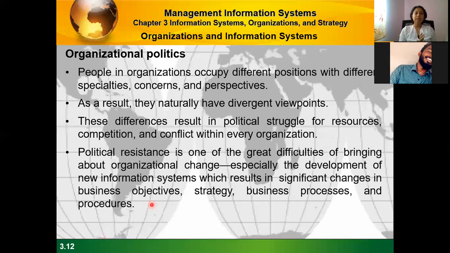Okay. Then the second feature is organization politics. The second special feature which we are going to talk about. Now, what do you mean by organization politics? In simple terms, what do you think organization politics are? Now, here it says people in organizations occupy different positions with different specialties, concerns, and perspectives. That is clear, right? You already know about this.